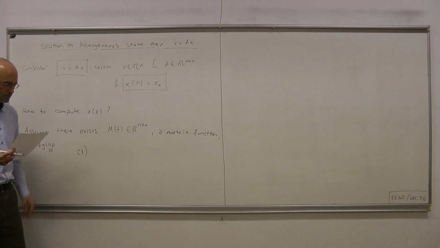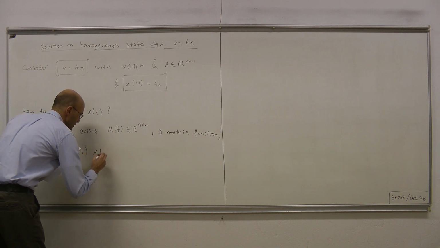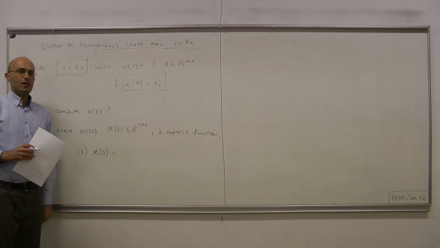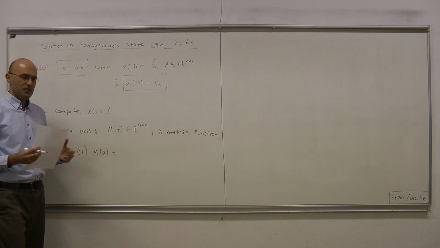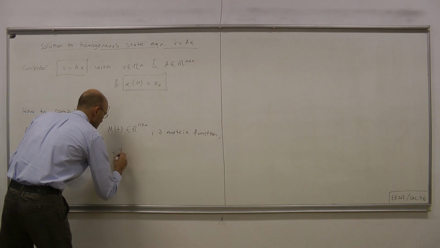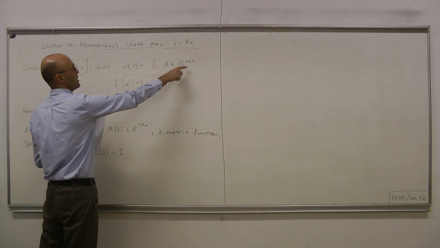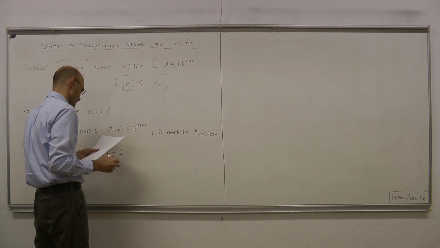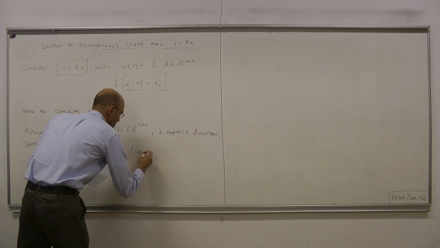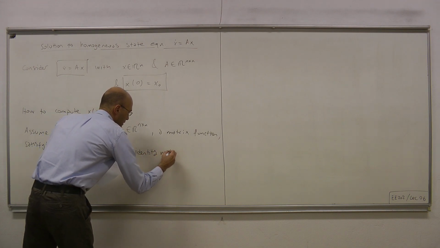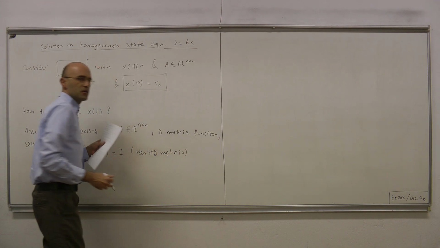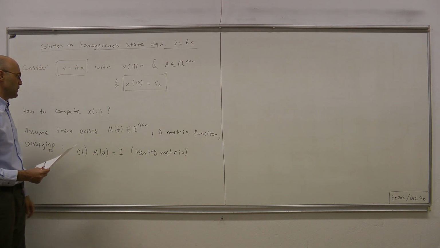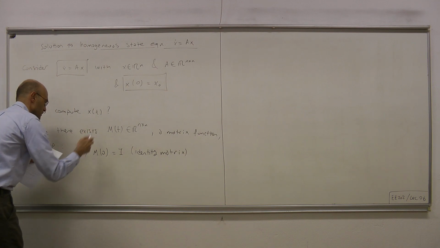Condition 1. When you plug in t equals 0, its value is the identity matrix. So M(0) equals I, the identity matrix in n by n dimensional space. That's condition 1, which we assume our hypothetical matrix satisfies.